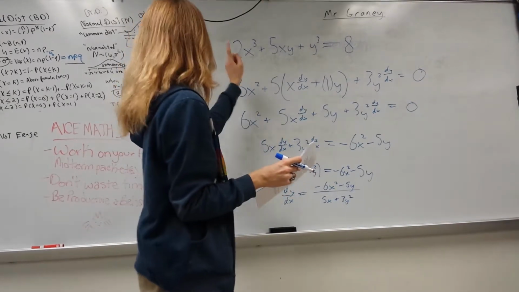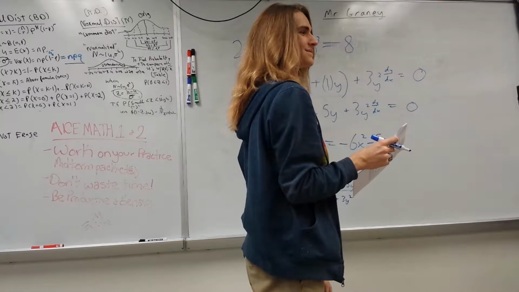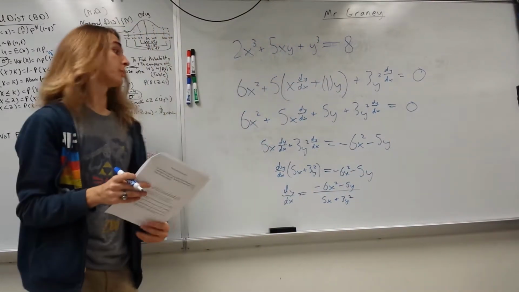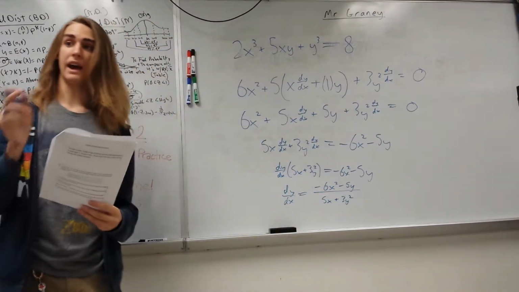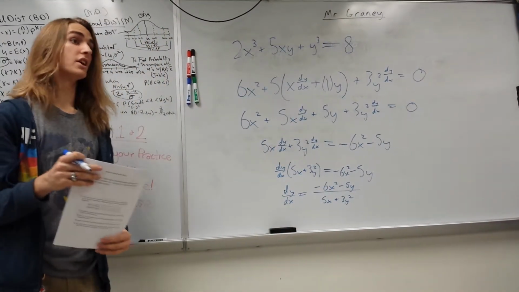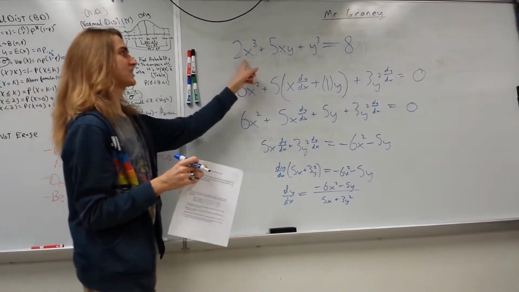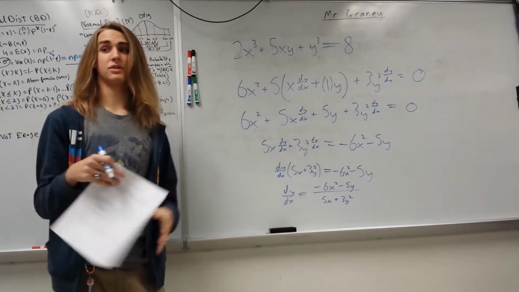Alright, so 0, 0. It's 2. The cube root of 8 is 2. To find the derivative, we need both x and y, and we only know x being 0. So we plug 0 into the original, which cancels this out, and y cubed equals 8. We know that's 2, because 2 cubed equals 8.